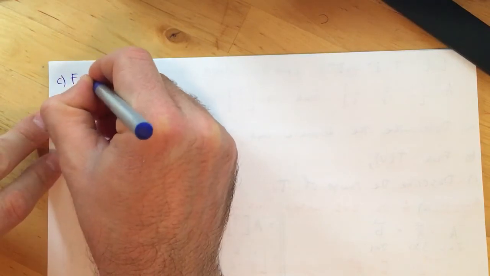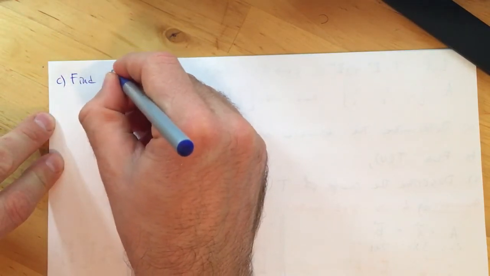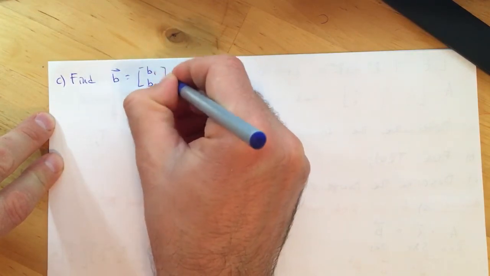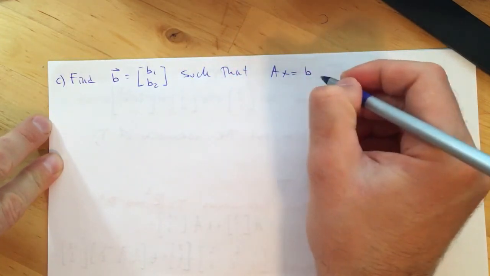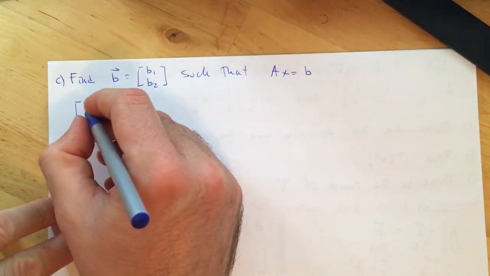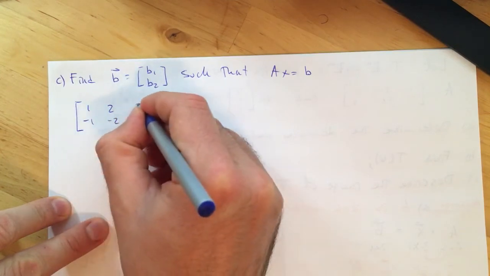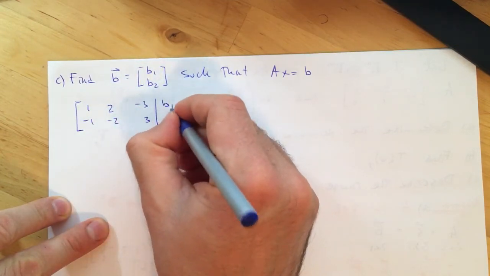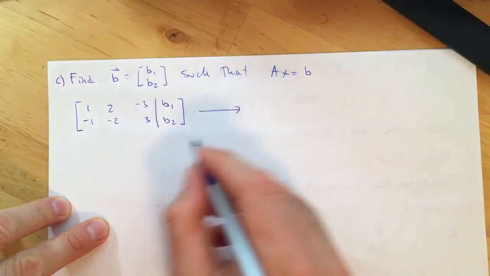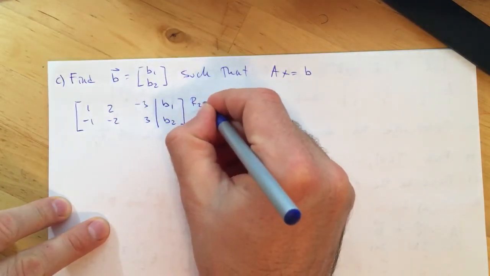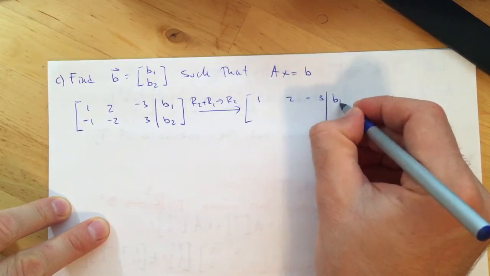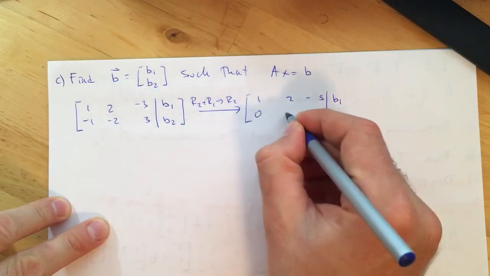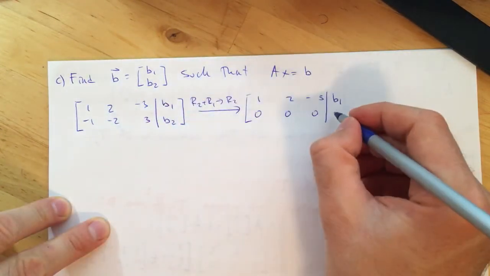I want to find all the vectors. So this is C. Find the expression for all the vectors b in R2 such that Ax equals b. In other words, I have the matrix A, [1, -1, 2; -2, -3, 3], augmented by b1, b2. In order to reduce this matrix, it's very simple. It's just R2 plus R1 becomes R2. Then I get 1, 2, -3, b1. And then when you add all of these entries, you just get 0, and then b2 minus b1.